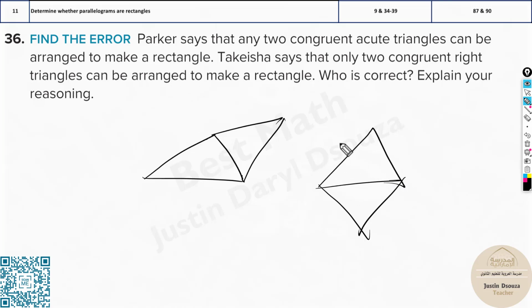It'll just be a quadrilateral. You will have four sides, but they're not going to be equal. Why? Because over here, if you have 60 and 60, it's going to be 120. It's not going to be a rectangle at all because you can't make 90 degrees.